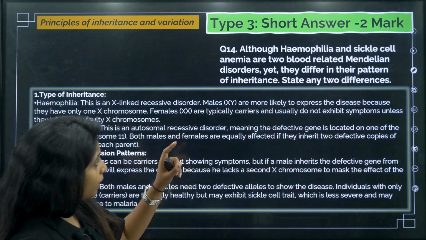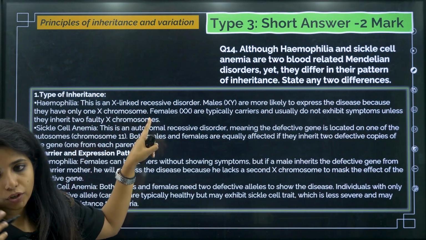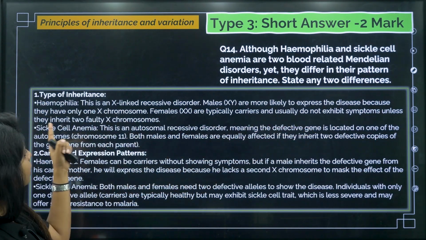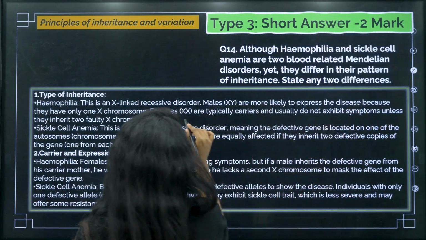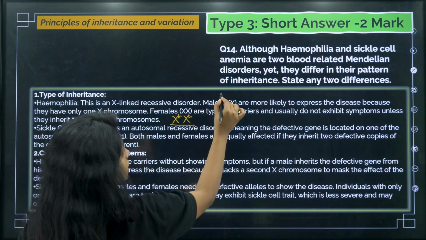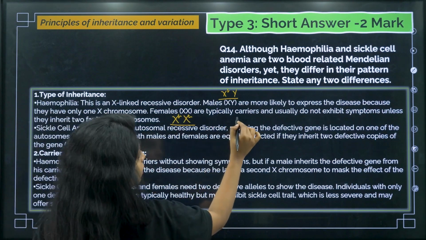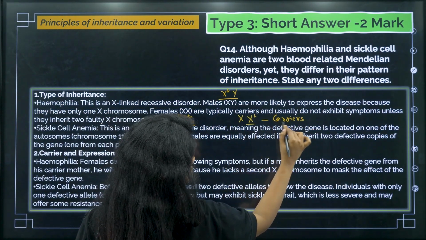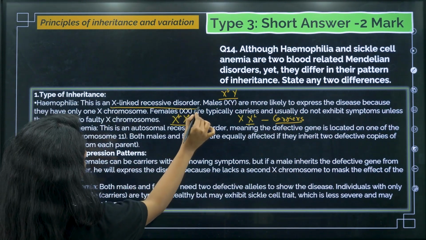So males XY are more likely to express the disease because they have only one X chromosome, so there is no one to overshadow. Females XX are typically carriers and usually do not exhibit symptoms unless they inherit two faulty X chromosomes. When both X chromosomes are affected, that's when the females will be affected. Males, if they have at least one, will be affected. Females, if they have one, are just carriers. So the first thing you have to write is that this is an X-linked recessive disorder.